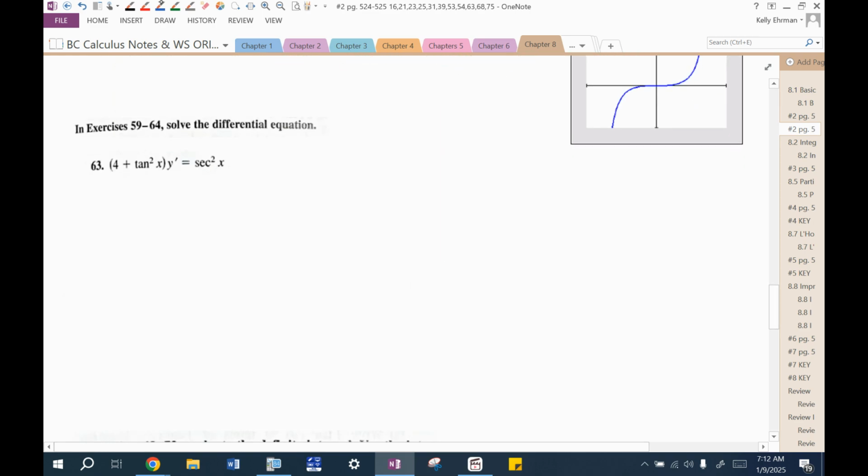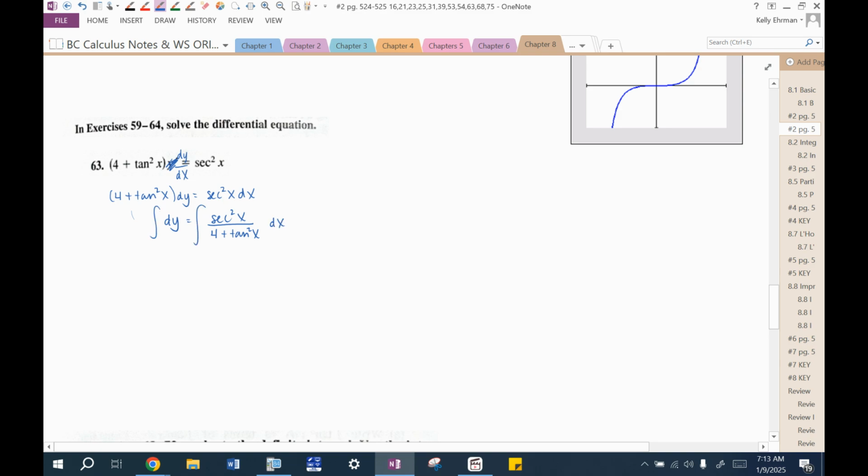Solve the differential equation. All right, so remember, anytime I see y prime, I like to rewrite that as dy/dx because it reminds me to separate and integrate. So if I'm looking at this, how can I separate? Well, I can multiply dx over. So 4 plus tangent squared x dy is equal to secant squared x dx. And then I need to get this x expression over here too. So I'm going to divide. So dy equals secant squared x divided by 4 plus tangent squared x dx.